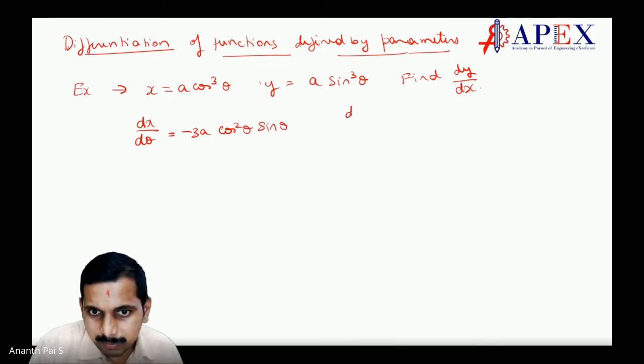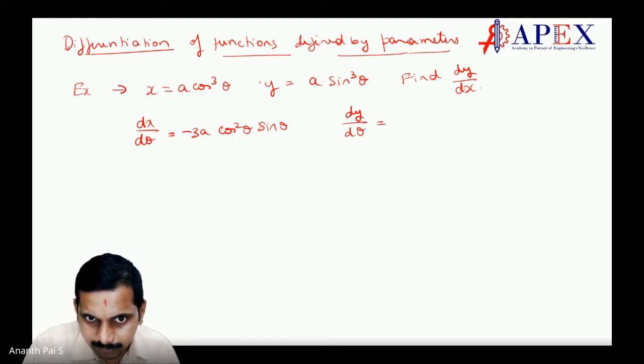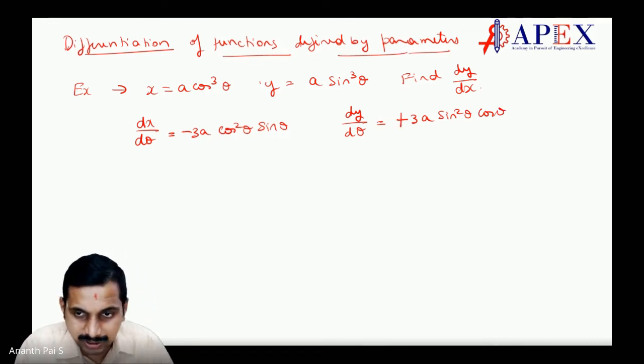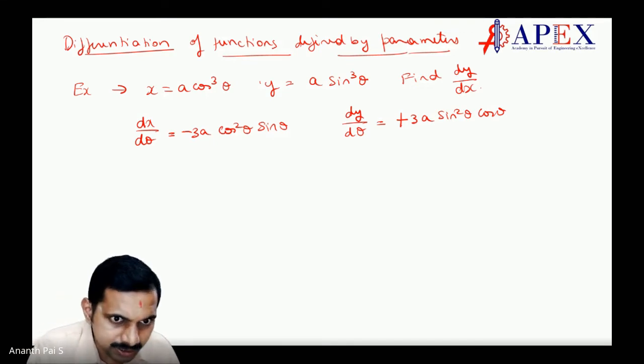What is dy by dx? If somebody does not know this, please tell me. We can review this again. 3a sine square theta, chain rule we are using, is it not? Into cos theta, no minus, plus only. Correct? Because sine theta when you differentiate is plus cos theta, so cos theta when you differentiate is minus sine theta. That's why this minus is coming.